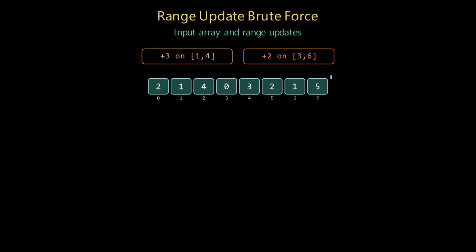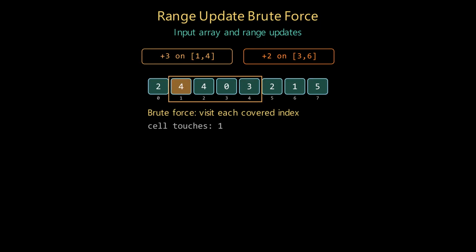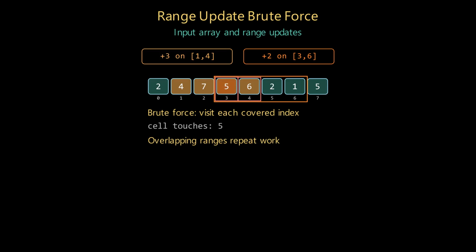Before the shortcut, look at the input array and the 2 range updates we need to apply. The brute force plan is simple. For each update, visit every index in that range and change the value in the array. Now apply add 2 on indices 3 through 6. Notice indices 3 and 4 are touched again, even though we just updated them.